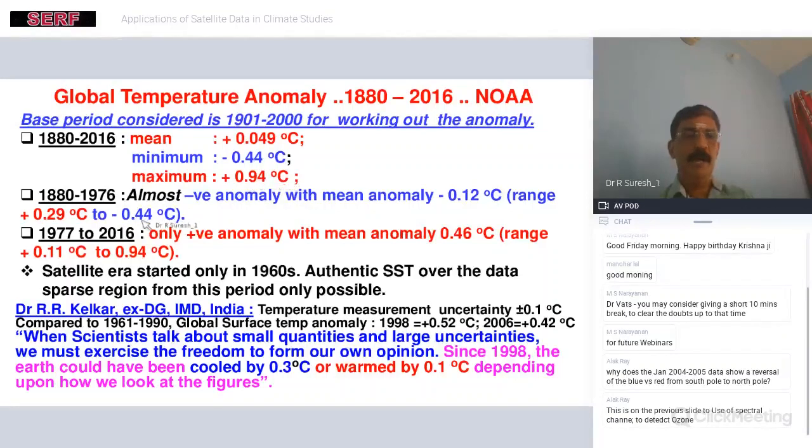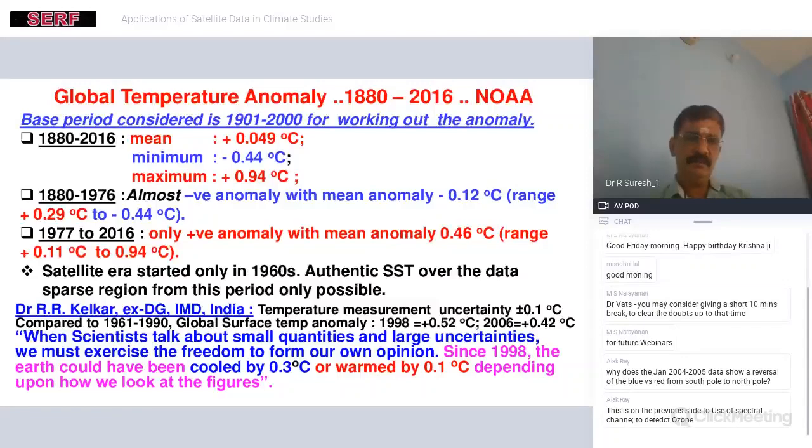From 1880 to 1976, as we already discussed, it is almost a negative anomaly, which says that global cooling was taking place at the time. It ranged from minus 0.12 to plus 0.29, because in between there was an aberration, and the very coldest was minus 0.4. From 77 to 2016, it is completely warm, and there was not even a single cold year. So it is also projected.